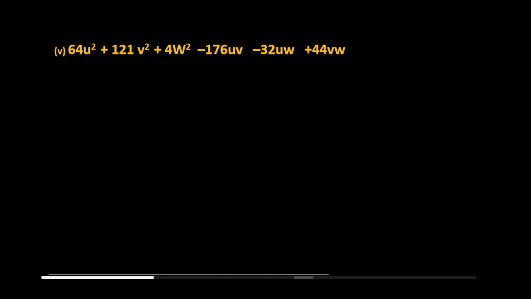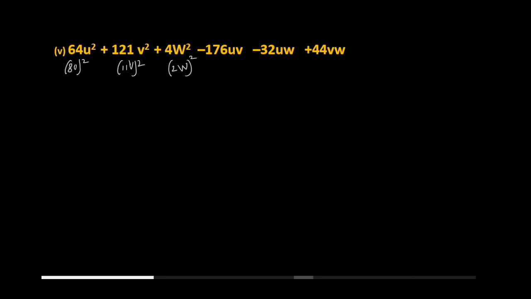Now once again we are having 6 terms. So look at the first one. Here we are having 64u squared, which is nothing but 8u the whole square, 121v squared, nothing but 11v the whole square, and 4w squared, nothing but 2w the whole square.